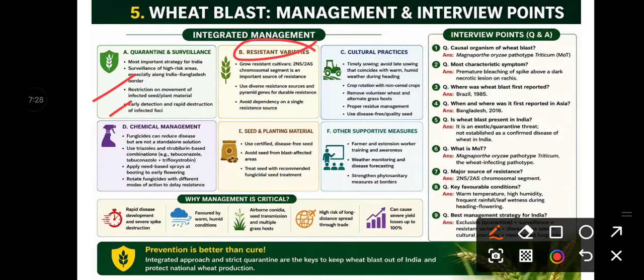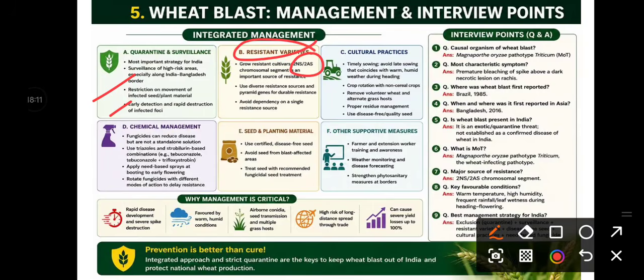See, whenever there is blast or any disease where the gene for gene hypothesis is already established, or where resistant varieties or resistant genes are available, the best management practice is the use of resistant variety. So this particular chromosomal segment, 2NS by 2AS, is a very important source of resistance. Remember this point also: use diverse resistance sources and pyramiding of resistance genes for making durable resistance. Avoid dependency on a single resistance source, as failure of resistance will increase the selection pressure on the pathogen.